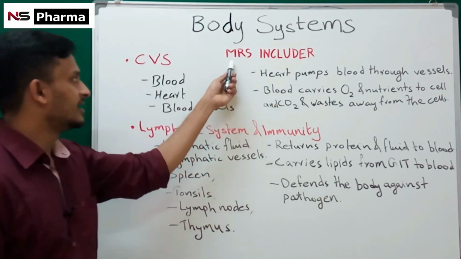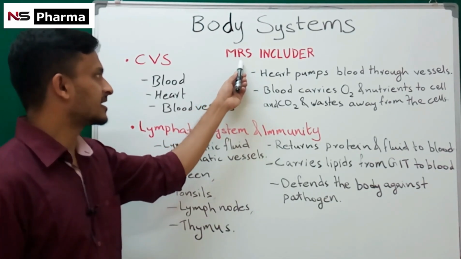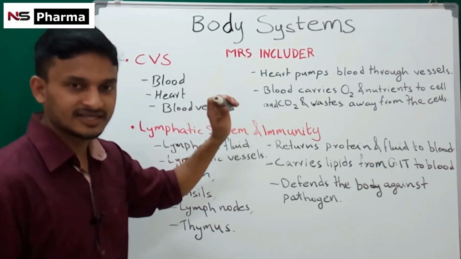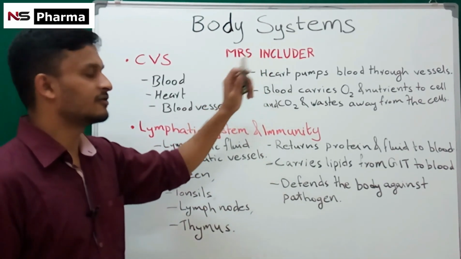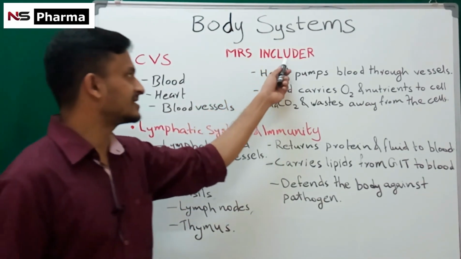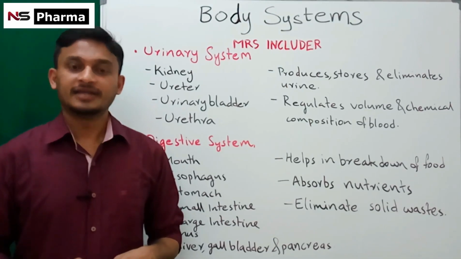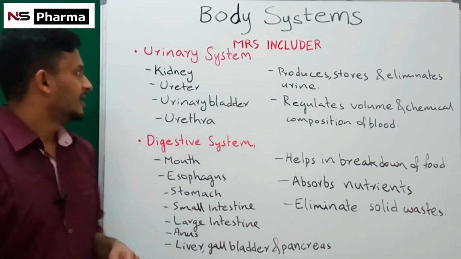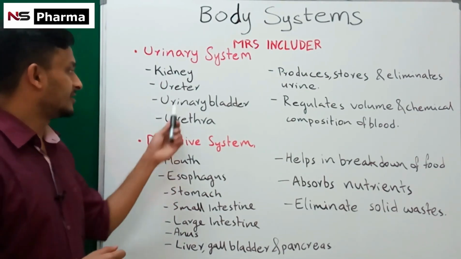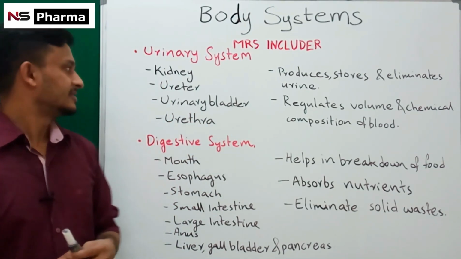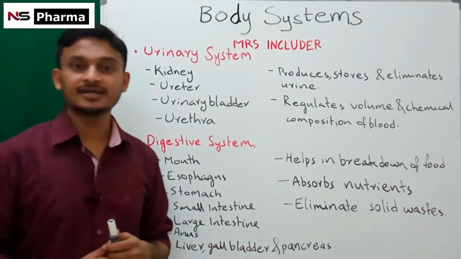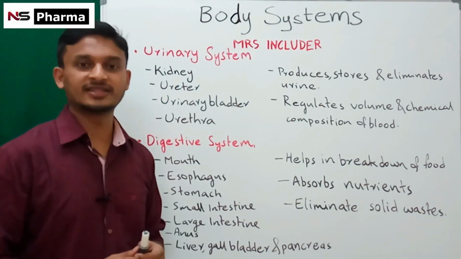Now we have covered MSIS, that is muscular system, respiratory system, skeletal system, then I, integumentary system, N, nervous system, C, cardiovascular system, L, lymphatic system and immunity. Now remaining is urinary system. The urinary system includes kidney, ureter, urinary bladder and urethra. These are the different parts of the urinary system.